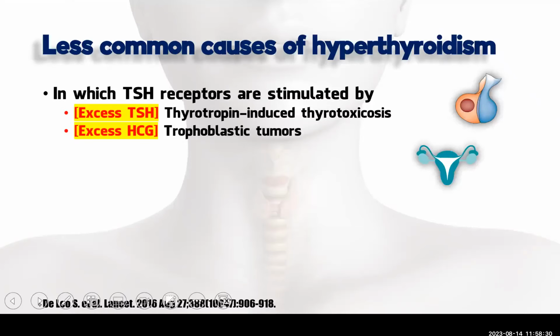However, we have rare causes of hyperthyroidism, like these 2 causes. In these 2 causes, we have a stimulation of the TSH receptors, either by a TSH producing adenoma of the anterior pituitary, thyrotropin-induced thyrotoxicosis, or due to excessive production of HCG, which has a specific low affinity for TSH receptors. However, because of the huge amounts produced by trophoblastic tumors, it may actually stimulate the thyroid to secrete thyroid hormones. So these are 2 causes of hyperthyroidism. However, they are quite rare causes.